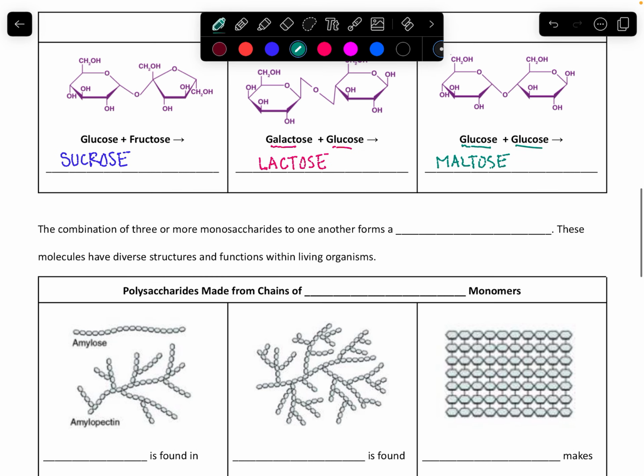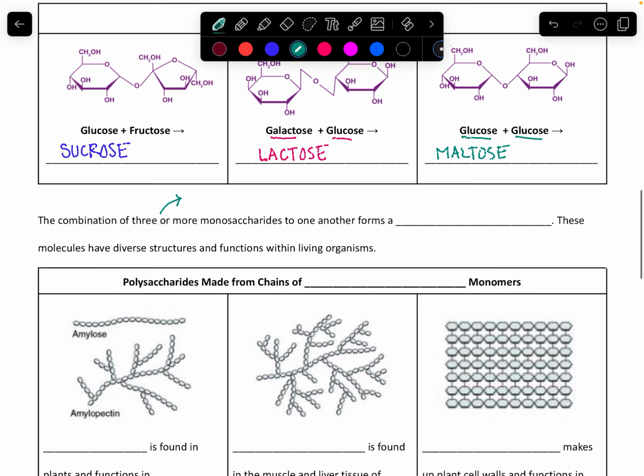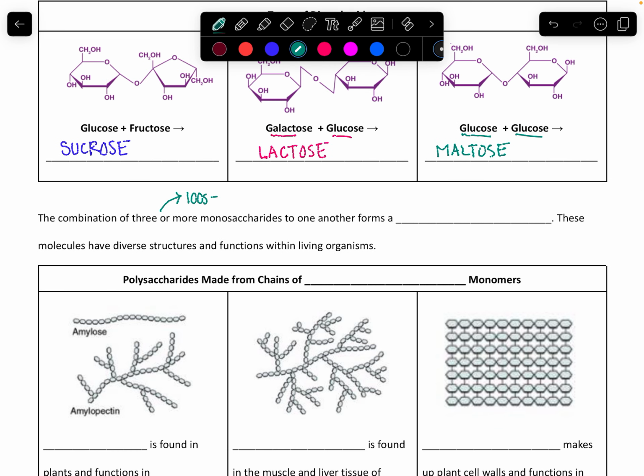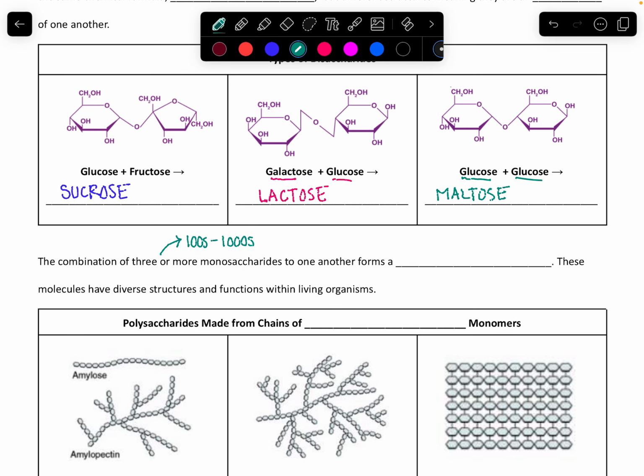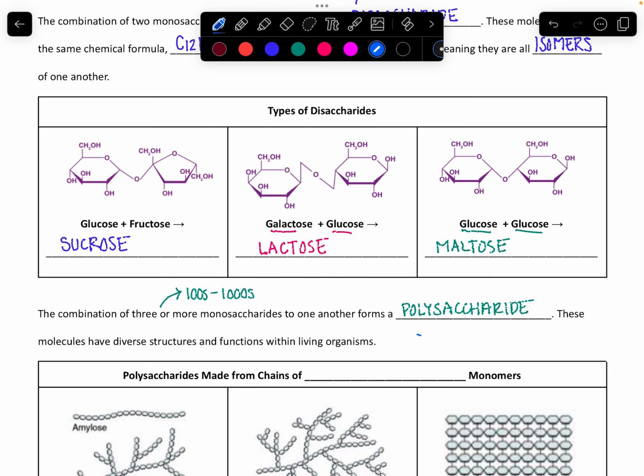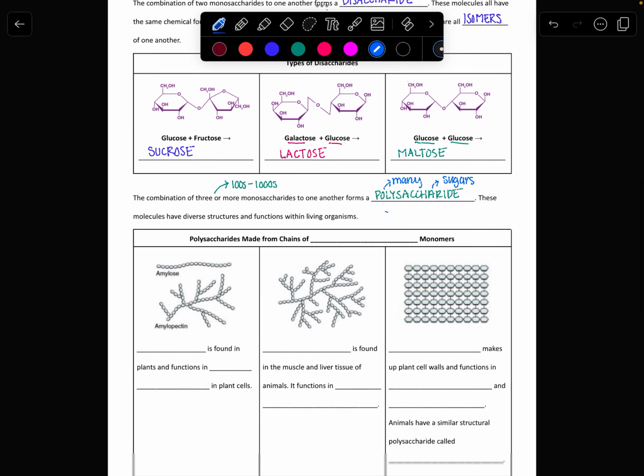Okay, now when we have three or more monosaccharides, and typically it's way more than three, it's like hundreds to thousands of these rings that are bonded to each other, we form what we call a polysaccharide. Okay, and poly, we know, is a prefix that means many. And saccharide, again, means sugars, okay? And those sugars are rings, so it's many of those rings.